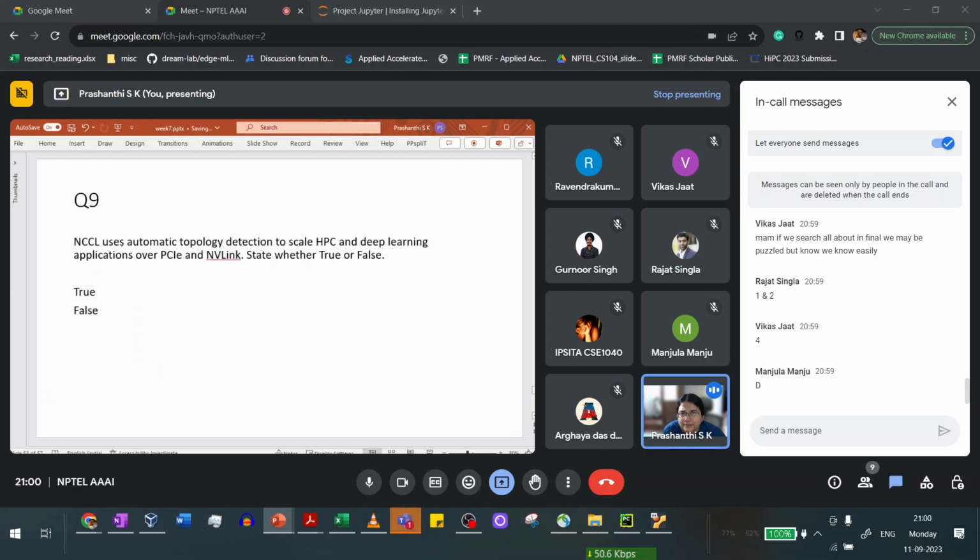Okay, next question. NCCL uses automatic topology detection to scale HPC and deep learning applications over PCIe and NVLink. True or false? I think it's a very easy one. Answers?